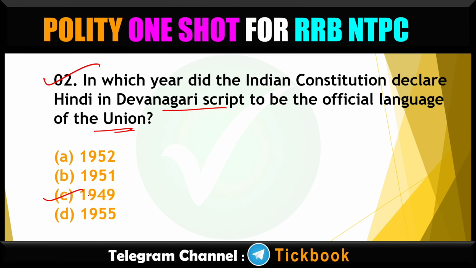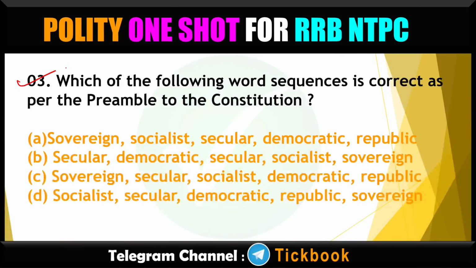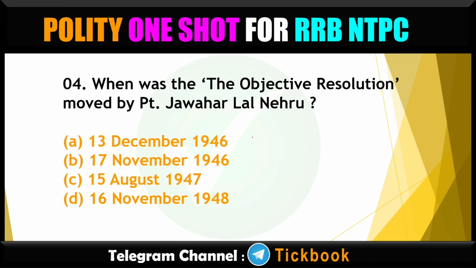Option number C is the right answer, 1949. Question number 3. Which of the following word sequences is correct as per the preamble to the Constitution? Option number A, sovereign, socialist, secular, democratic and republic. Question number 4. When was the objective resolution moved by Pandit Jawaharlal Nehru? Option number A, 13th December 1946.